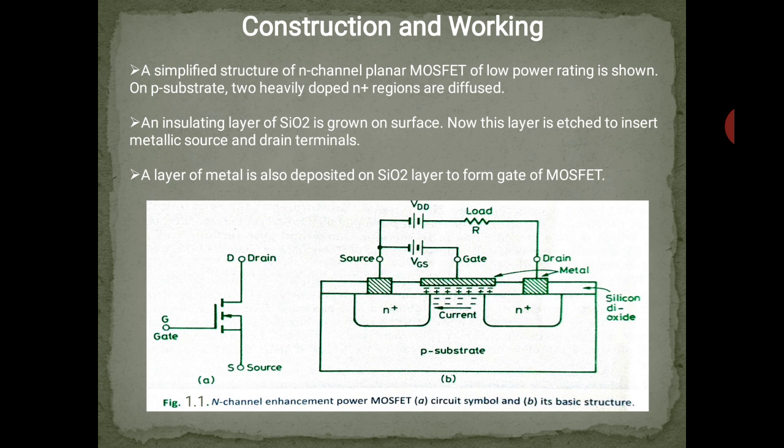A layer of metal is also deposited on the SiO2 layer so as to form the gate of the MOSFET in between the source and drain terminals. When the gate circuit is open, the junction between the N region below the drain and the P substrate is reverse biased by input voltage VDD. Therefore, no current flows from drain to source and load.